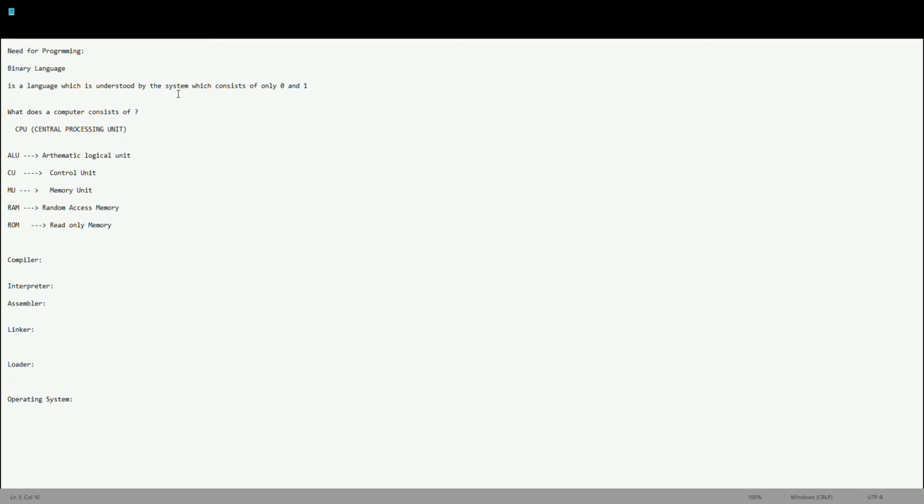Now, let us go into detail on the central processing unit. Generally, the central processing unit has three units, which are the arithmetic logical unit, control unit, and memory unit. Arithmetic logical unit. As the name says, arithmetic logical unit. Before going into the arithmetic logical unit, generally all of us do calculations using some basic operations such as addition, subtraction, multiplication, division, etc.